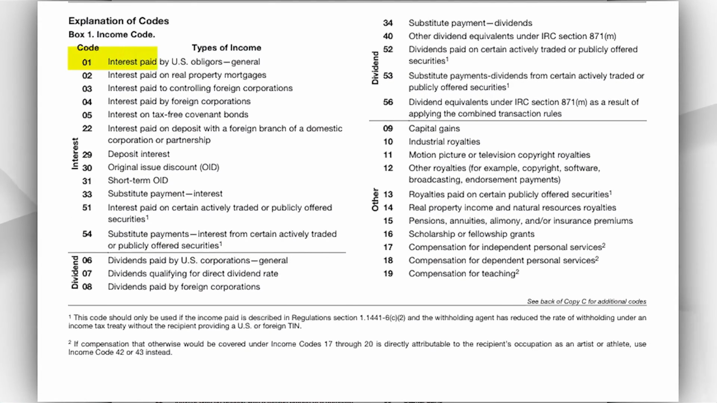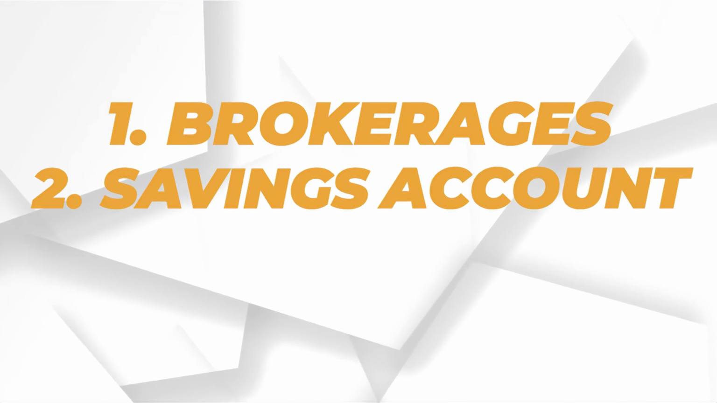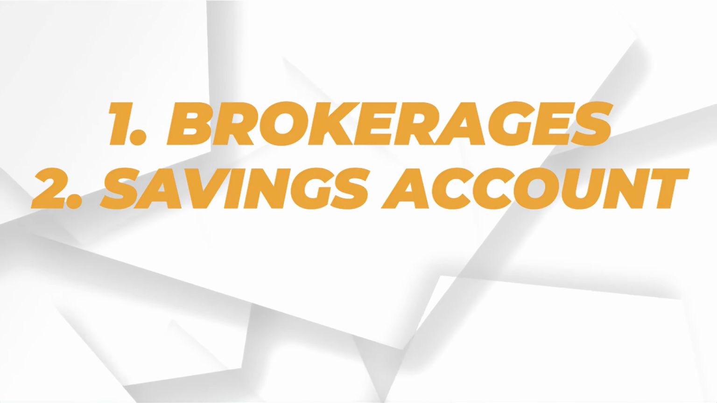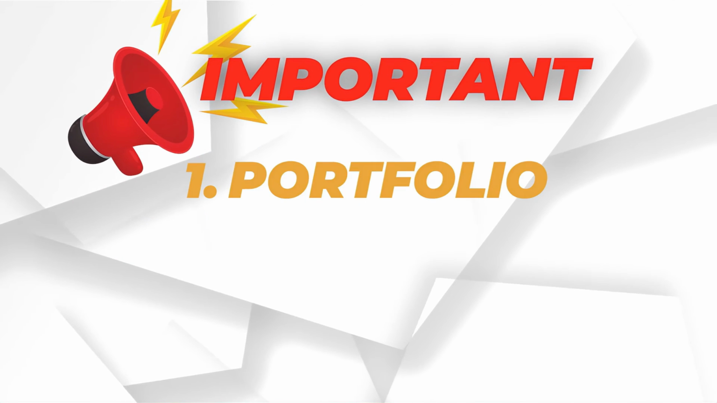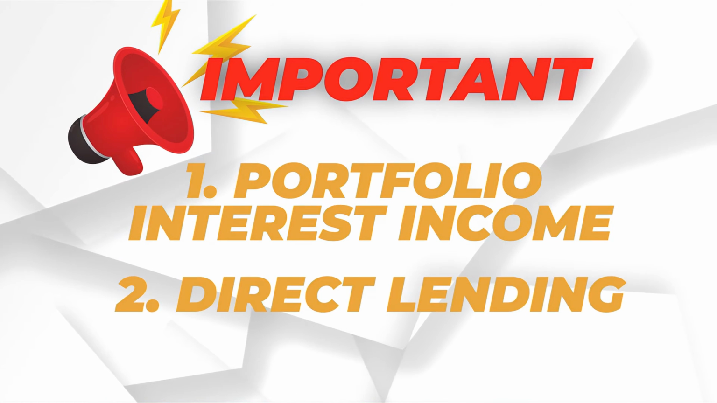Income code 01 is interest paid by US obligors. If you're receiving interest income from the US, generally it is not taxable to a foreign person unless it's direct lending. When they do this payment, if you're doing direct lending, usually they withhold taxes. But if it's just interest coming out from brokerages to savings accounts and all of that, those are not taxable. So it's really important that you know the distinction between portfolio interest income and direct lending.